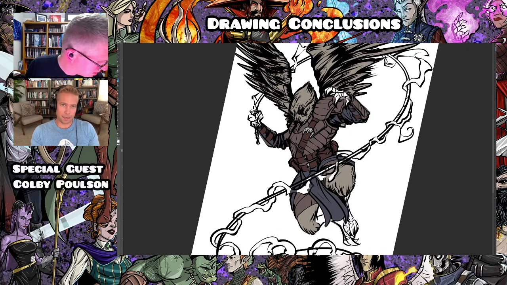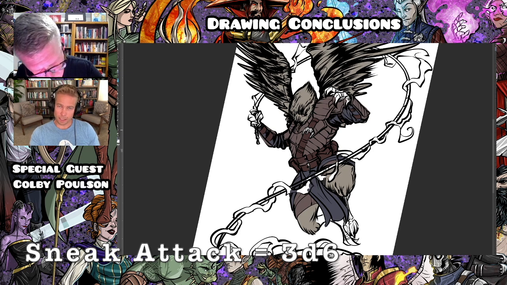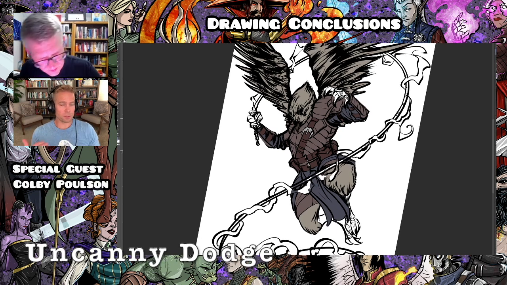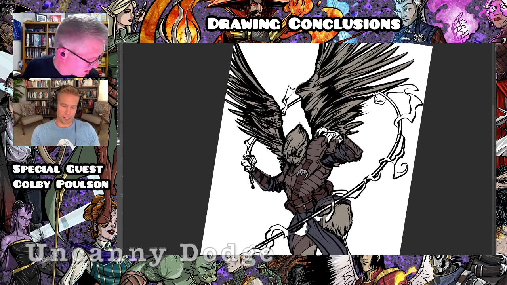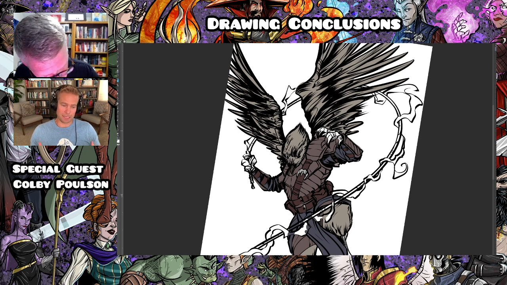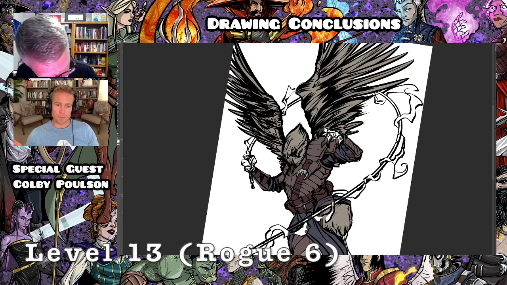So our sneak attack as a Rogue 5 goes up to 3d6 once per turn. And then we get the Uncanny Dodge feature, which is really great for those times that an enemy actually does manage to hit us, whether with a ranged attack or whatever. We can use our reaction to halve the damage, as long as we see them attacking us.